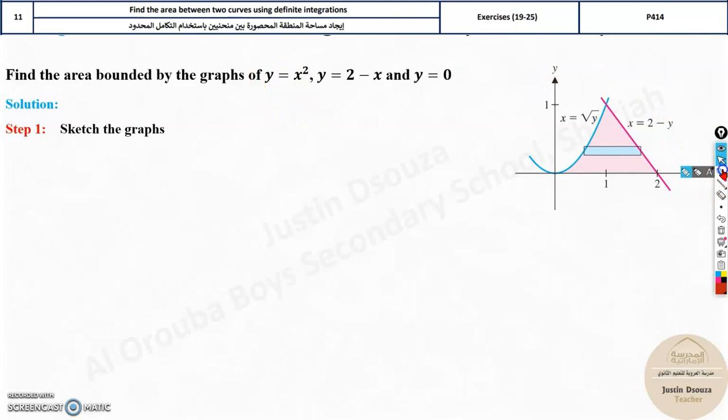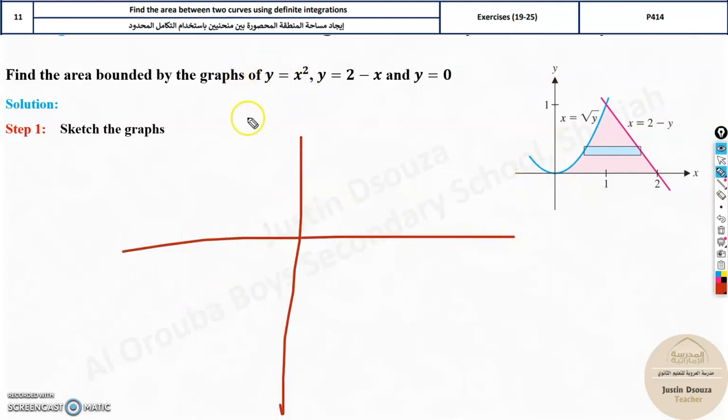Y equals x square. What does that mean? Okay, I will just draw a rough graph. Y equals x square. I know it's a parabola. It will go something like this. Brilliant. What about 2 minus x?